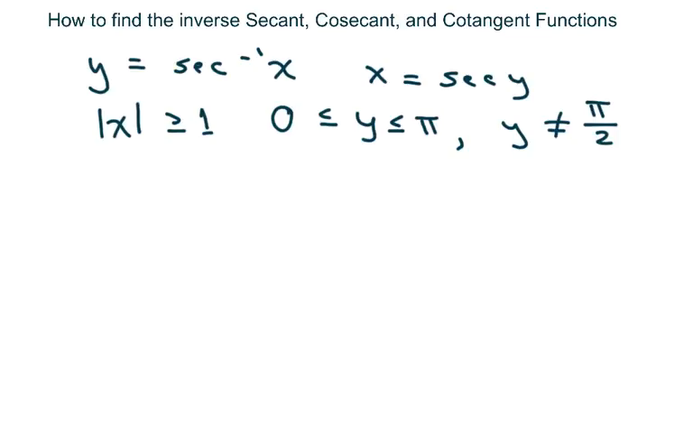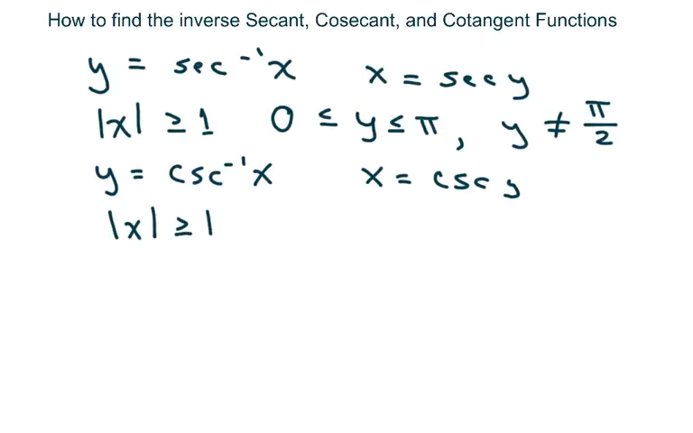because there it's undefined. Now for y equals inverse cosecant of x, that just means that x equals cosecant of y. We have the absolute value of x has to be greater than or equal to 1, and my restrictions are my angle, which we're calling y now, is in quadrant 4 and 1, and y cannot be 0.